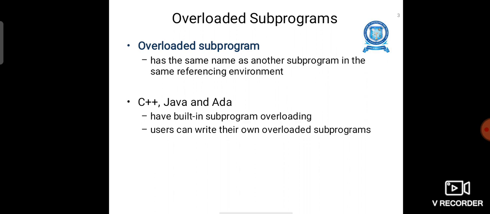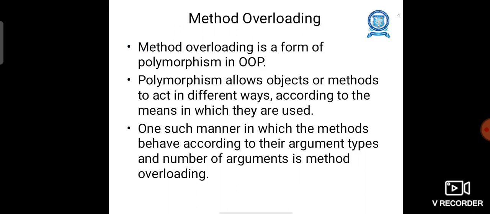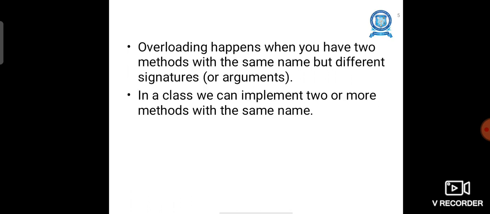C++, Java and Ada have built-in subprogram overloading. Users can write their own overloaded subprograms. Method overloading is a form of polymorphism in OOPS languages. Polymorphism allows objects or methods to act in different ways according to the means in which they are used. One such manner in which the methods behave according to their argument types and number of arguments is method overloading.